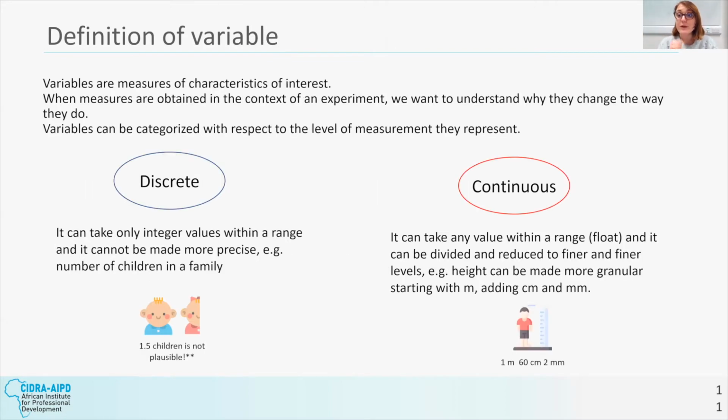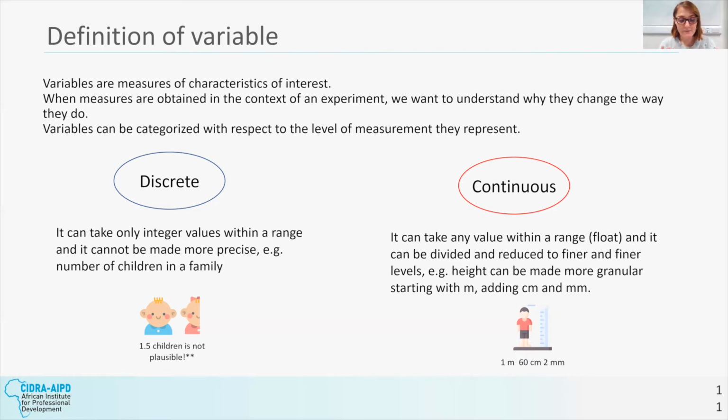This is helpful when we are going to talk about variables. So first of all, let's think about what a variable is. A variable is a measure of a characteristic of interest. It can be, for example, number of children, height, blood pressure, weight, temperature, etc. When the measures are obtained in the context of an experiment, like we talked about in the case of the GP measuring the blood pressure, we would like to be able to understand why the changes we observe actually happen.